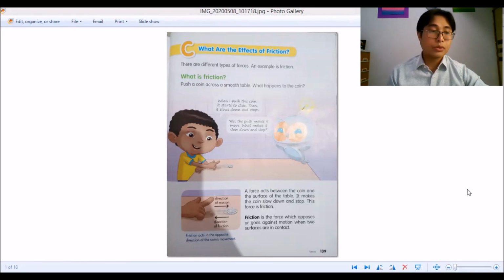So on page 139, we are going to learn about friction. So what is friction? Friction is a type of force. There are many different types of forces, but you will learn them on higher grade level. So for the meantime, you are grade 3 in your level. We're just going to talk about one type of force, and that is friction.